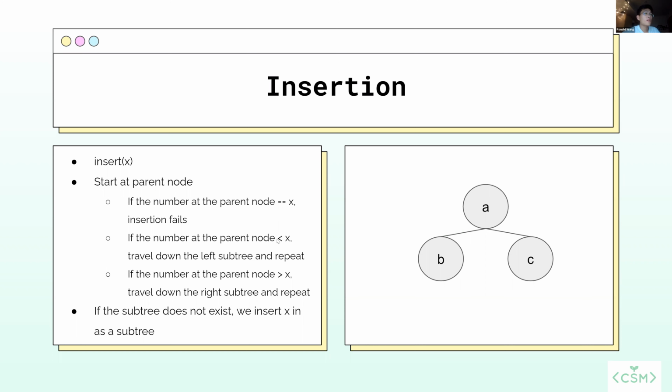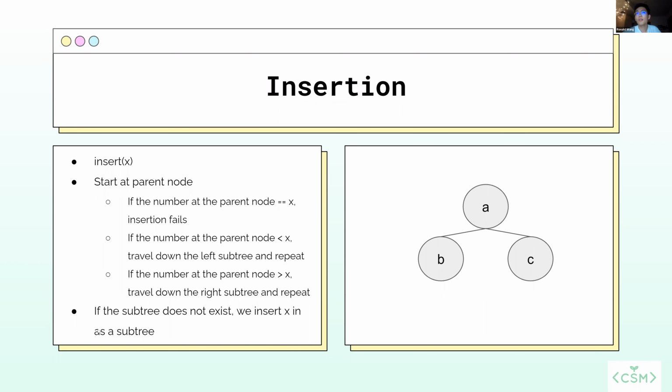If the number at the parent node is less than X, however, we're going to travel down the left subtree and repeat this process. If the number at the parent node is greater than X, we're going to travel down the right subtree and repeat this process. However, if the subtree does not exist, we're going to insert X into the subtree that we would want to travel down to.